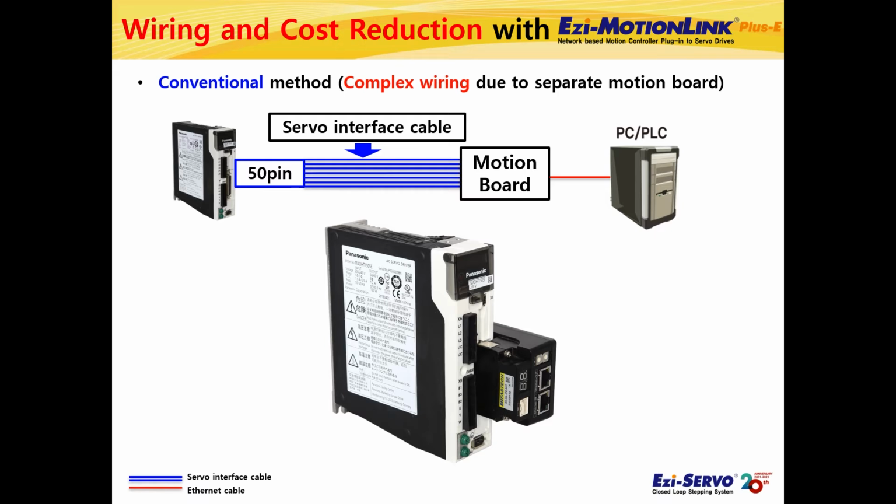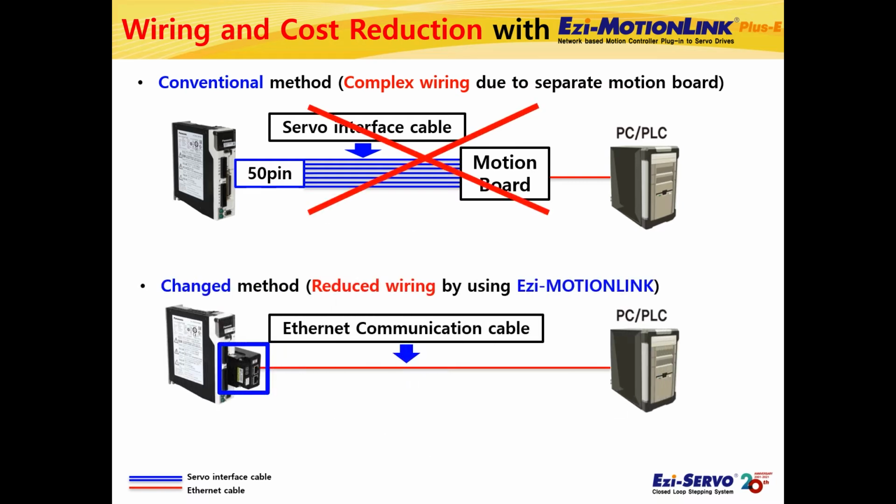However, the pin map may be different for each Ezi-SERVO drive. For example, if the servo on signal of Yaskawa Ezi-SERVO is number 5, Mitsubishi is assigned to number 7, but the function of the interface is the same. With this, you can remove the complicated wiring bundle from the Ezi-SERVO to the motion board.